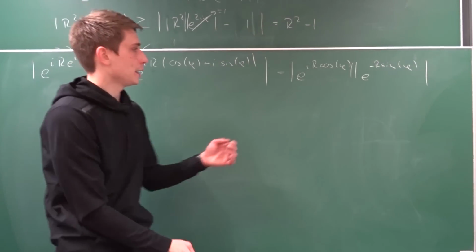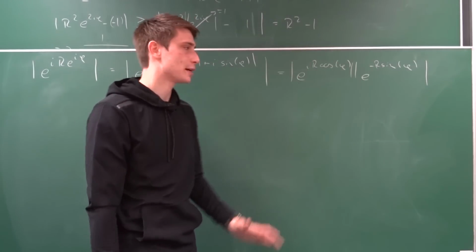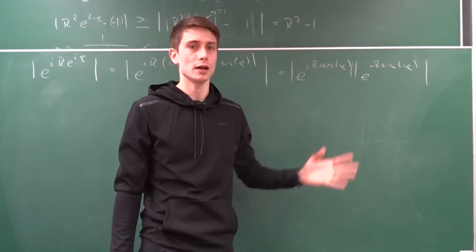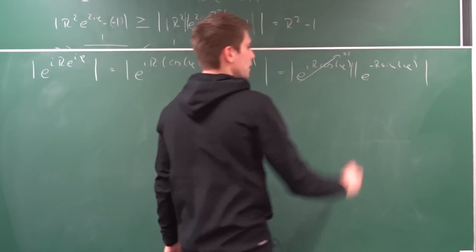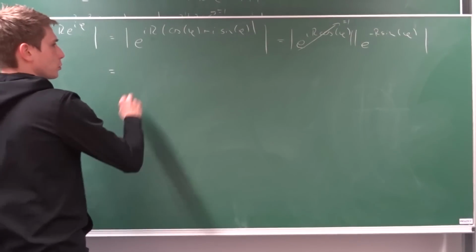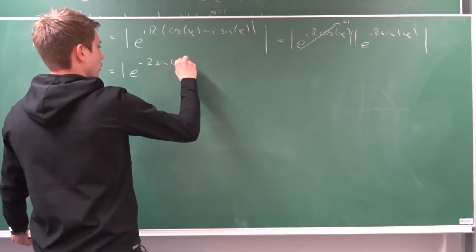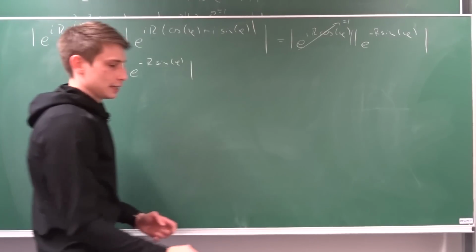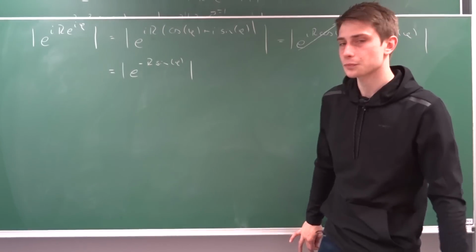Okay, great. And like I said before, e to the i times something when the something is real, and both r and the cosine of phi are going to be real, is going to be just 1. So right now we would end up with the absolute value of e to the minus r times the sine of phi. And all we need to show now is that this is less or equal to something.